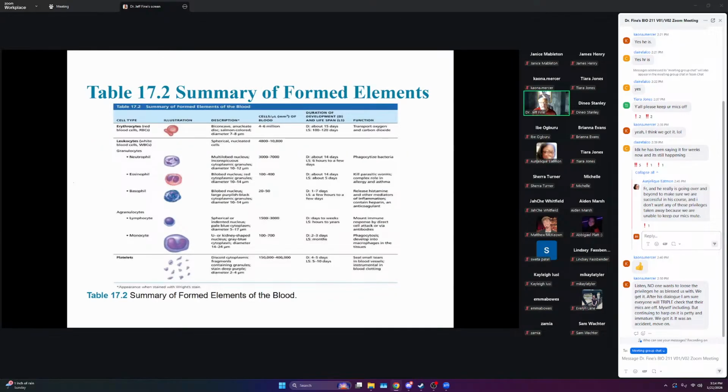And then here's just a table that I've embedded for your study purposes of all of the formed elements, the erythrocytes, the leukocytes, as well as the platelets, talking about their volumes, their sizes, how they can be identified, and what they do functionally.